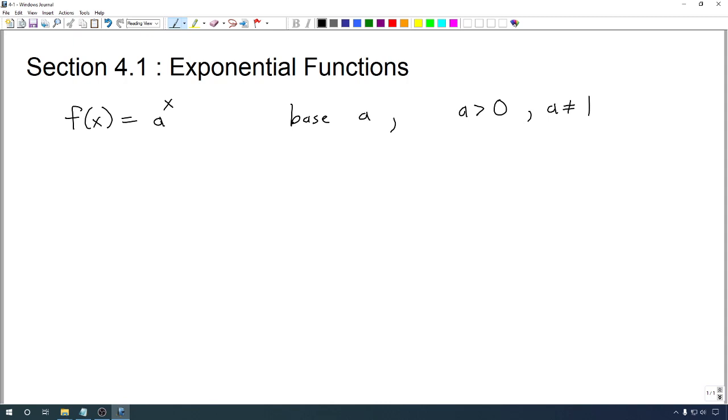We also exclude a equals 1 because remember 1 to any power, 1 to the x power, is always equal to 1. So that means if we were to let a equal 1, we just have a constant function. And there's no point in including a constant function in this definition. We wanted this to be its own category of functions and not overlap with the constant functions.